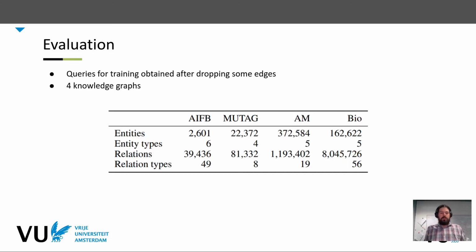So that's basically queries for training obtained after dropping some edges, which is mentioned here. We evaluate this on 4 different graphs. They are not extremely large, from about 2000 to about 300,000 entities, with up to 8 million relations in it.